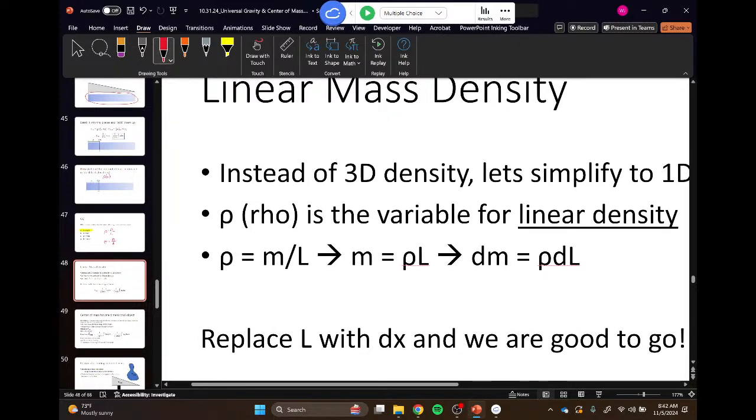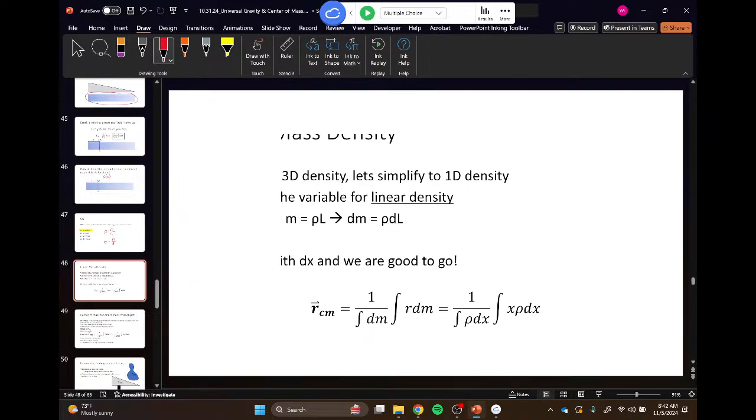So, rho equals mass over length. Rearrange that, just do some algebra. So mass equals rho times L. And then take the derivative of both sides. Density is going to be, we're going to assume, a function. So you're going to have dm equals rho dl. Just make it infinitely small. And L is just a variable for where you're located, so just replace it with x instead. Replace L with x.